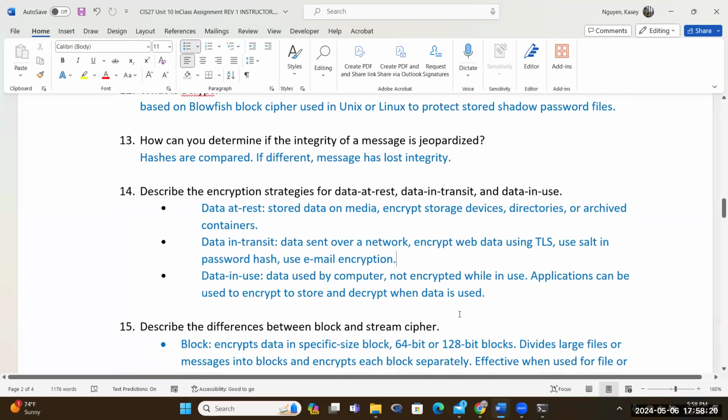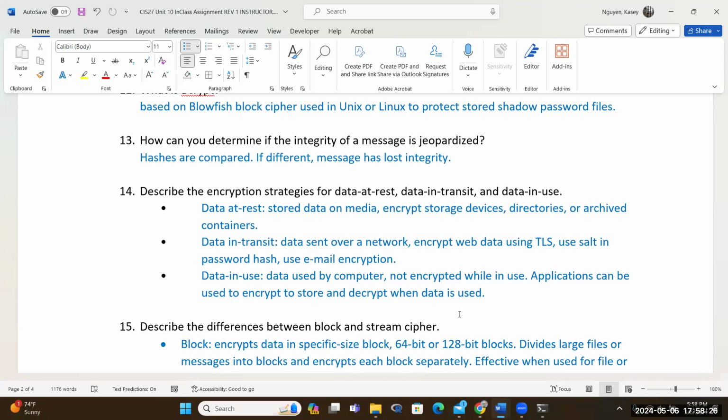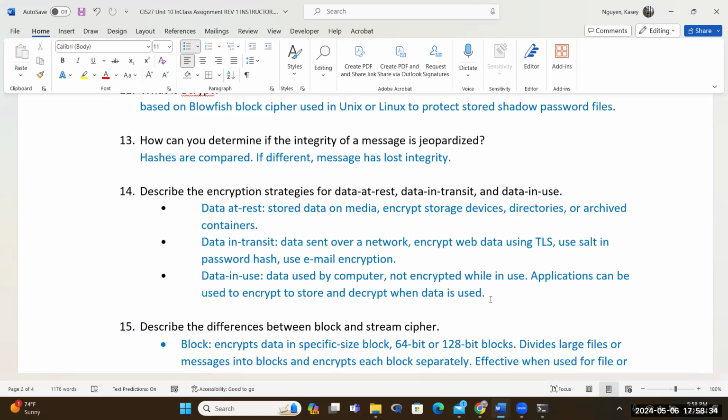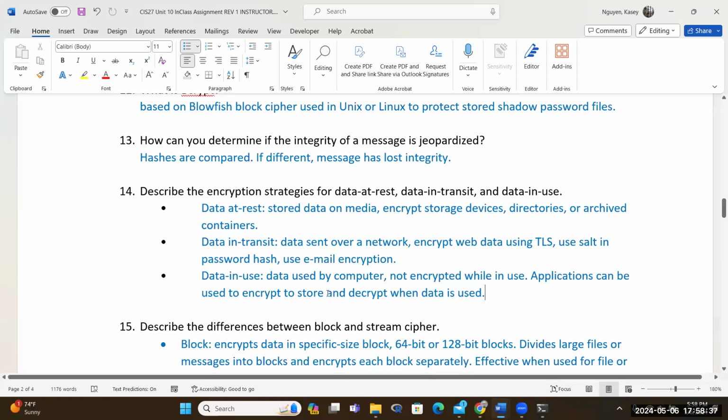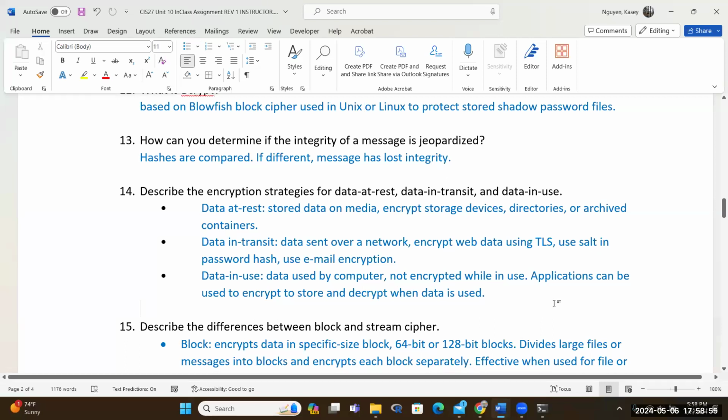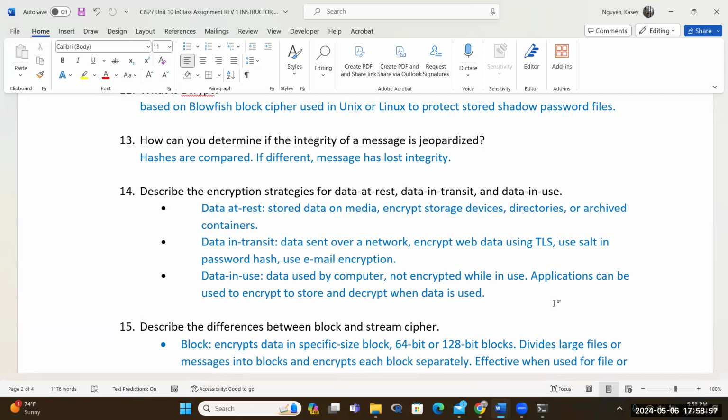And then for data in use, that's on the computer, not encrypted while it's used. Applications can be used to encrypt, store and decrypt the data in use. So you have to encrypt it when it's not in use, when it's stored. So for example, I create file 1, I encrypt it, and then my team members would need to decrypt it to modify my file 1, right? And that would require processing and access, authentication, and all of these other things, right? So it's going to be application oriented.